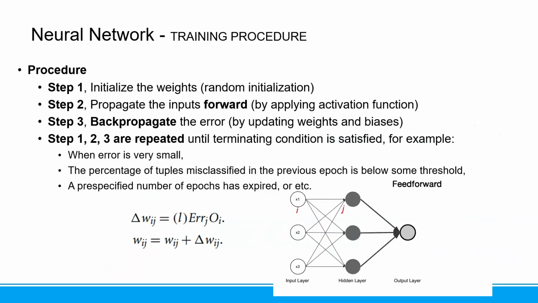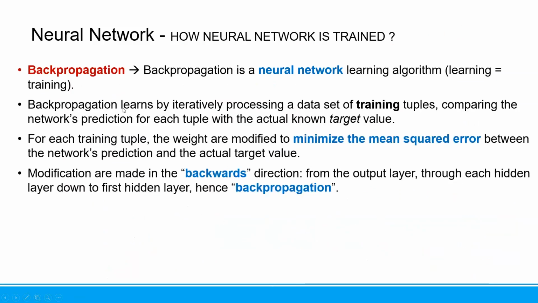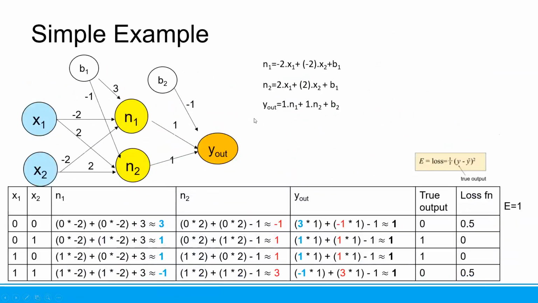So the training procedure will be something like this. We will do the initialization of the weights, and usually the weights are random. You may know from the previous example that we have. Okay, you still remember this one? How can we get the first weight? The first weight will be initialized randomly.